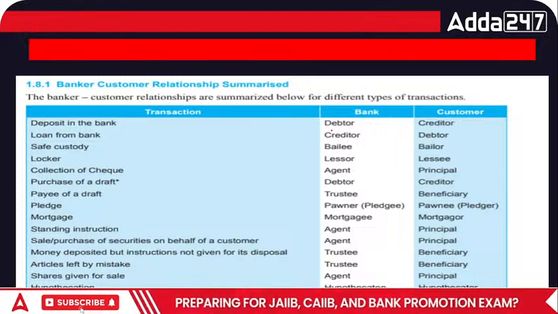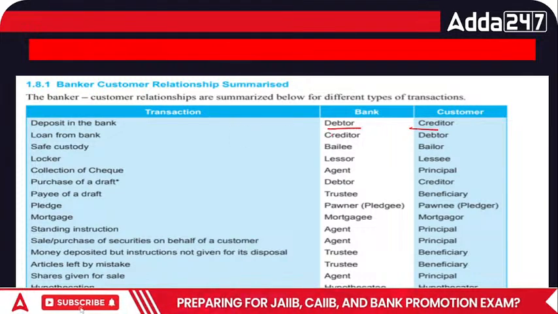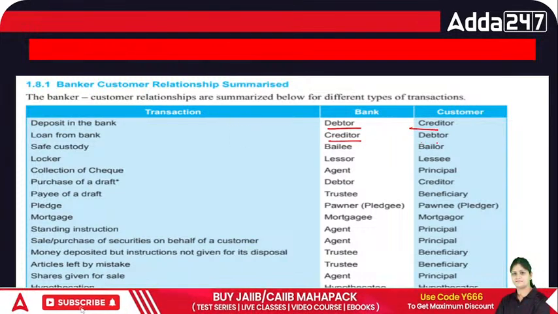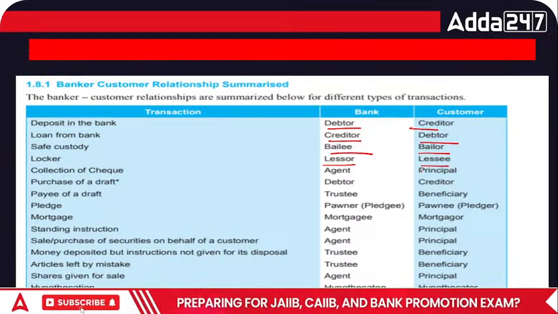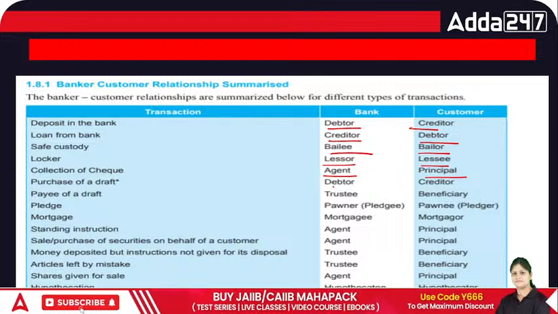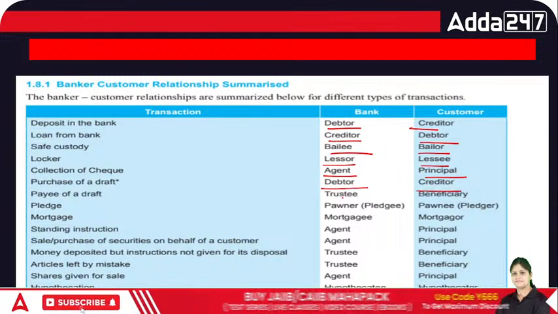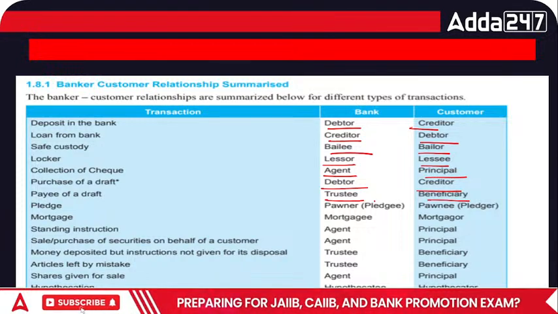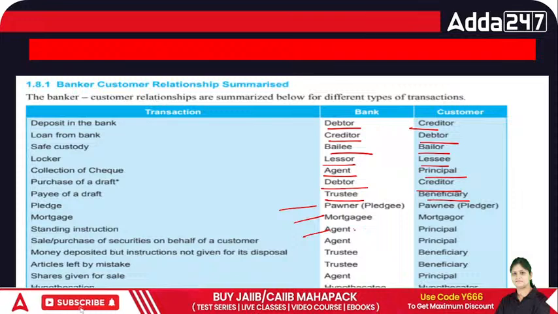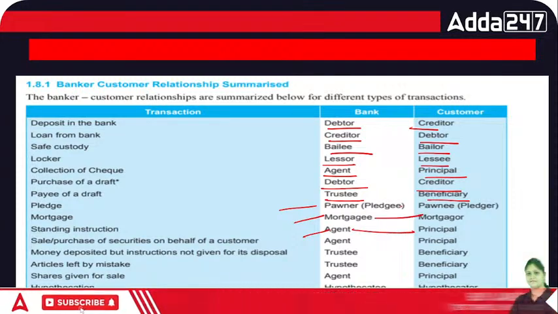That means debtor and creditor. In the case of a loan from the bank, creditor and debtor. Safe custody, bailee and bailor. In the case of a locker, lessor and lessee. Collection of cheque, agent and principal. Purchase of draft, debtor and creditor. In the case of the payee of the draft, trustee and beneficiary. In case of pledge, mortgage, standing instruction: agent and principal, mortgagee and mortgagor.